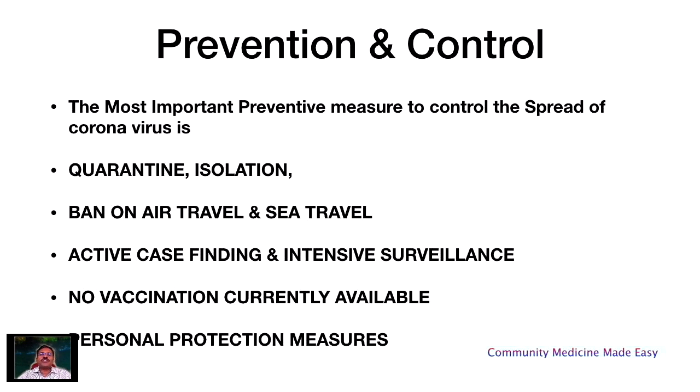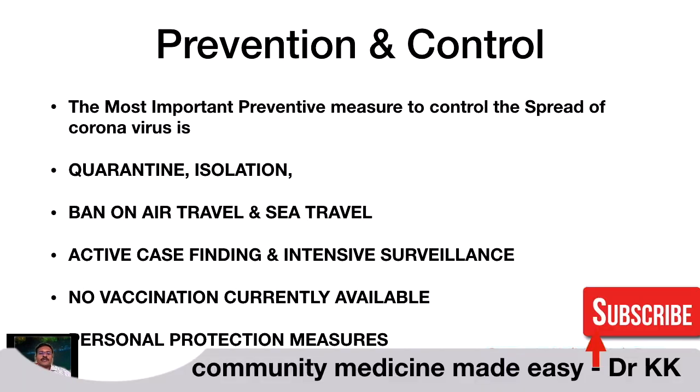And the most important strategy is active finding and intensive surveillance. This is the most important measure that should be applied here to prevent the spread of the epidemic. China was very successful in 2003 because of this strategy only. It is active case finding and intensive surveillance. Wherever cases are reported, they should be immediately isolated. So it is very important to control their spread within the geographical area so that it doesn't spread to other geographical areas. And no vaccination is currently available for this coronavirus infection.